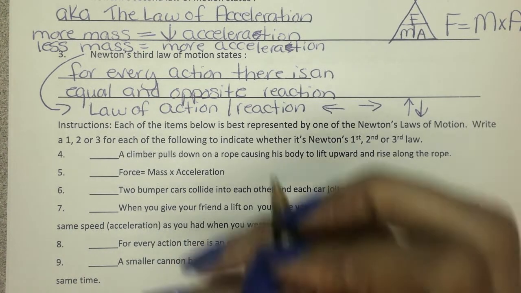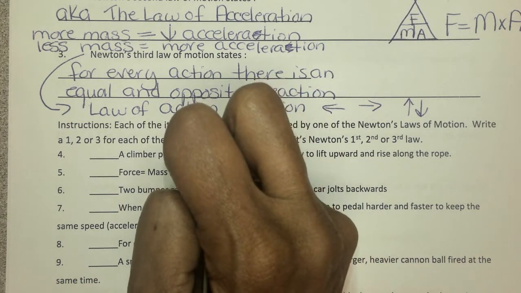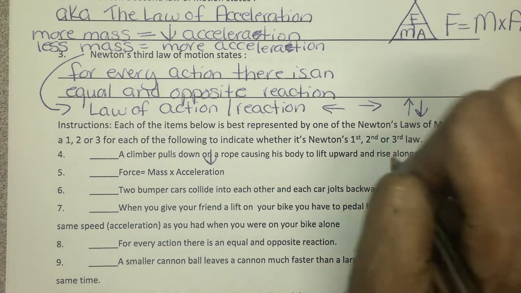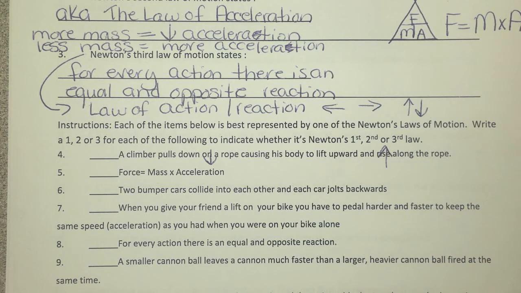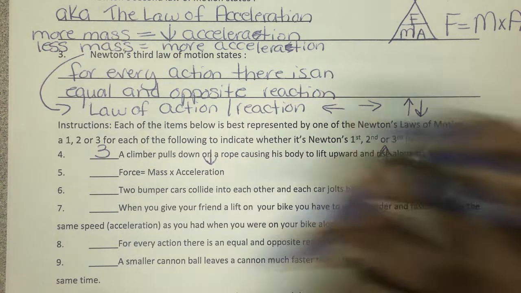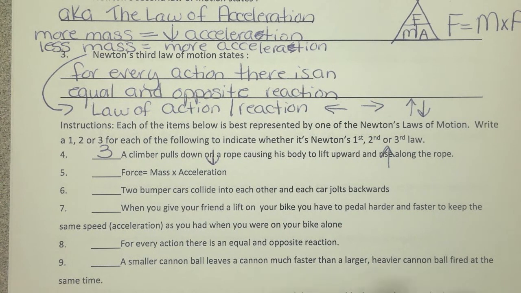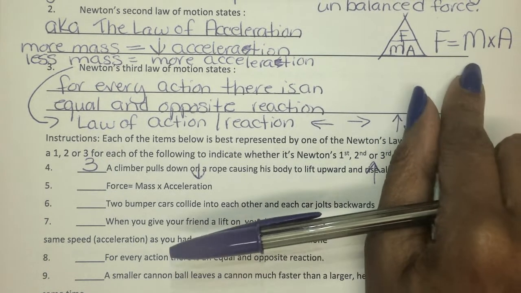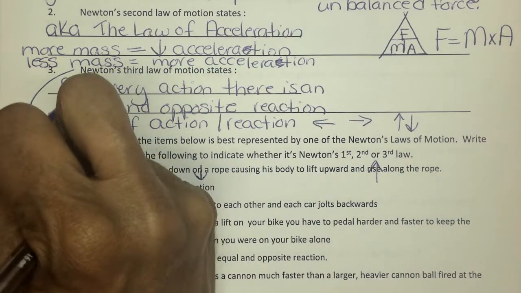All right, a climber pulls down on a rope in order to lift his body upward. That is the third law. Okay, force equals mass times acceleration. That is the second law. That's the formula for the second law.